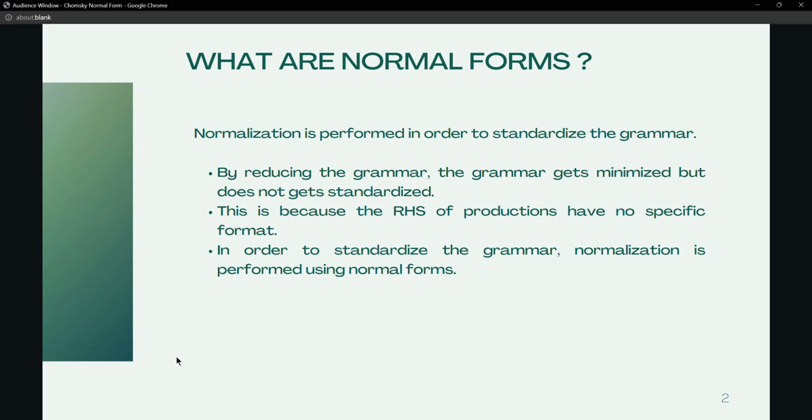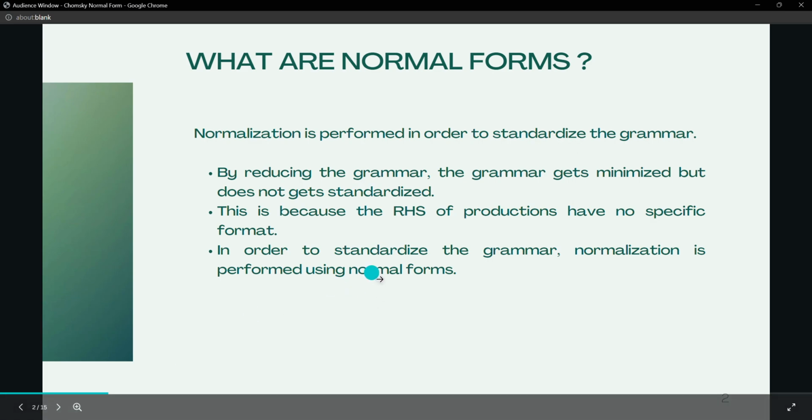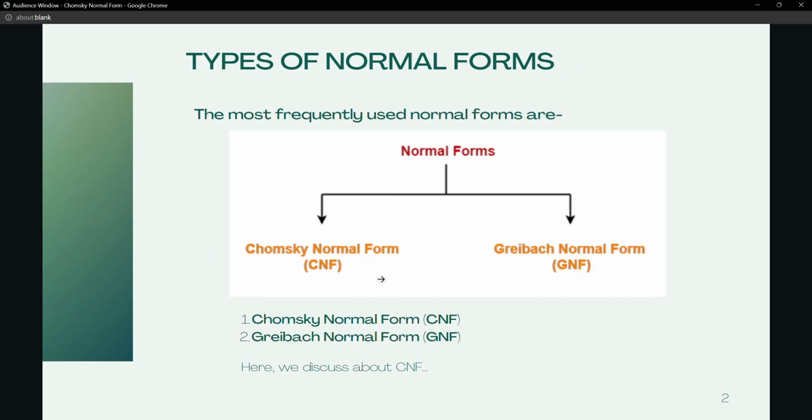So, what are normal forms? Normalization is performed in order to standardize the grammar. By reducing, the grammar gets minimized but does not get standardized. This is because the right sides of the productions have no specific format. In order to standardize the grammar, normalization is performed using normal forms. This is what we're gonna see in this lecture.